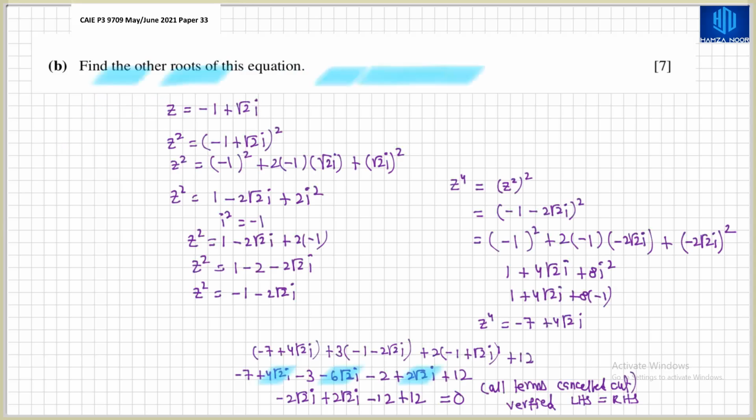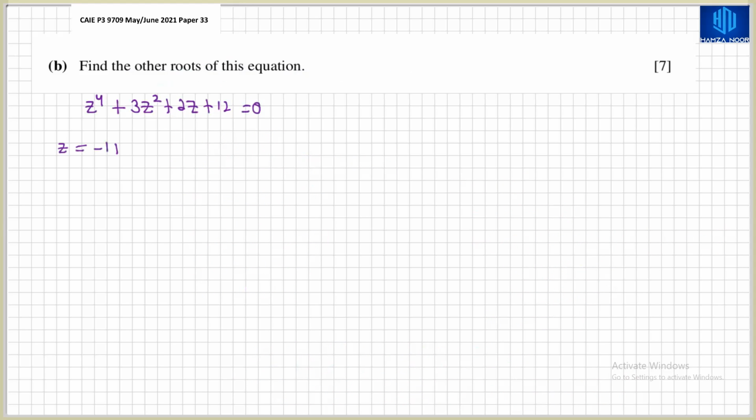Part B says to find the other roots of this equation. As we know, the polynomial z raised to the power 4 plus 3z square plus 2z plus 12 is equal to 0. This equation has real coefficients, so the complex roots will come in conjugate pairs. Since we already know that z equals -1 plus root 2i is a root of this equation, the other complex root would be the complex conjugate of this root, which is -1 minus root 2i.